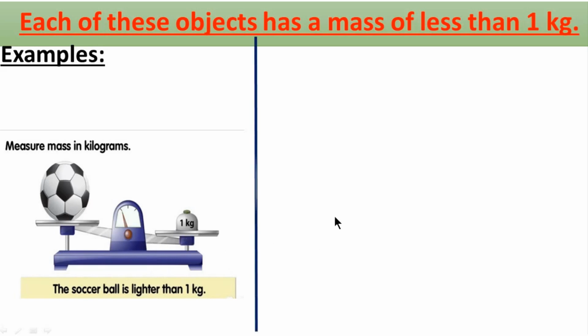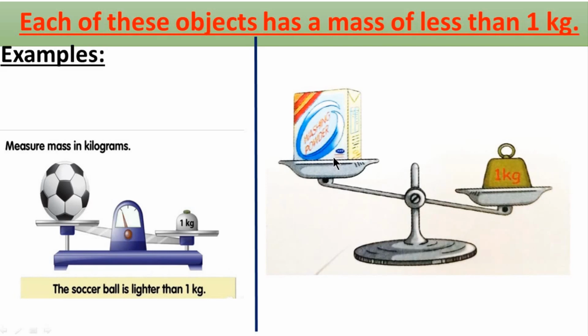Let me show you one more example. What is this? This is washing powder which mama uses at home to wash your clothes. So what's the weight? Its weight is written here as 1 kg, but the level is not equal. It's going up here, and going down here, it's heavy here. So we can say the mass of the box of washing powder is less than 1 kg.